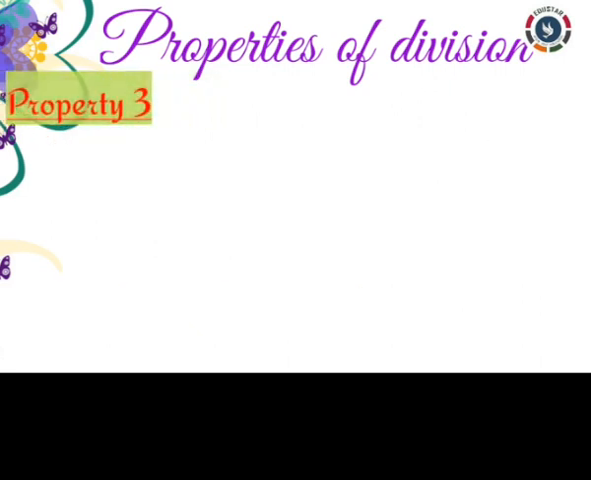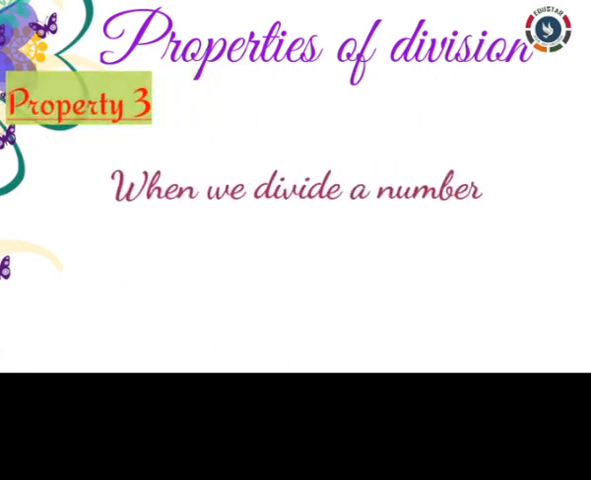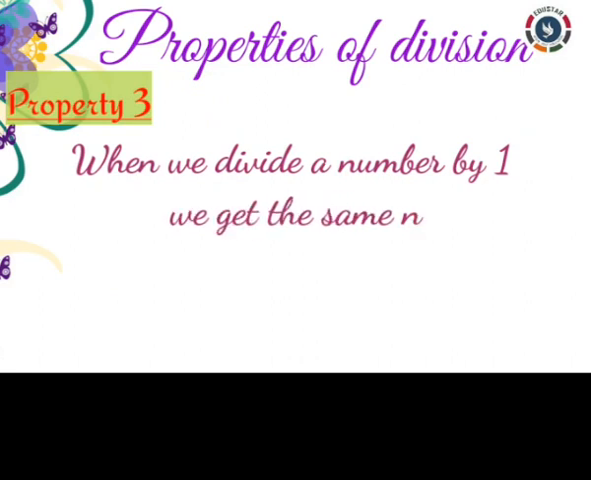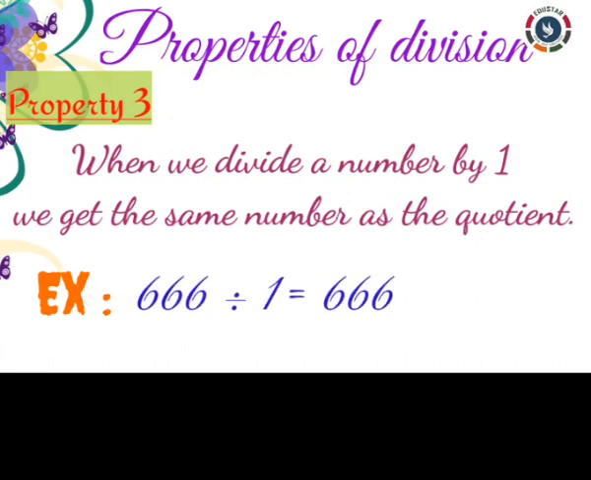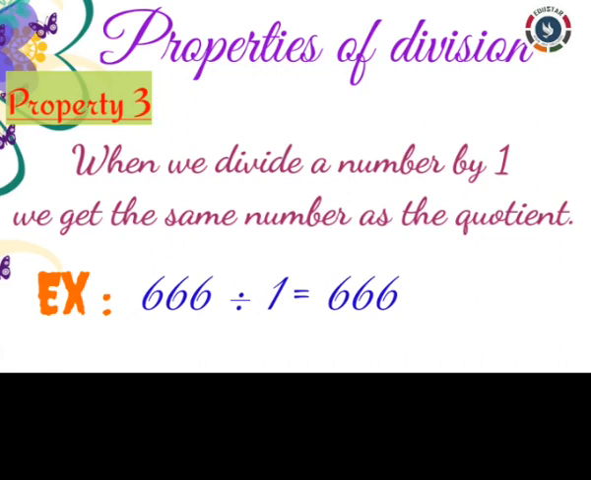Property number 3. If we divide any number by 1, the answer is the number itself. For example, 666 divided by 1 is equal to 666. 10 divided by 1 is equal to 10. 13 divided by 1 is equal to 13. 25 divided by 1 is equal to 25.